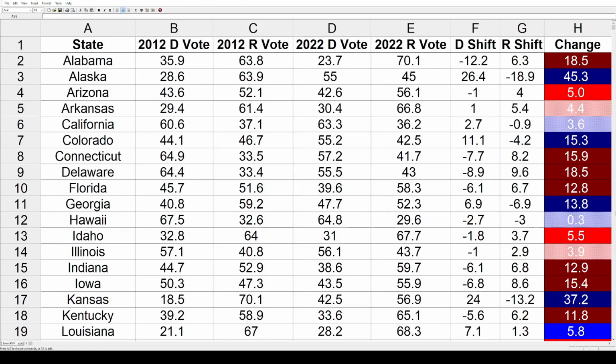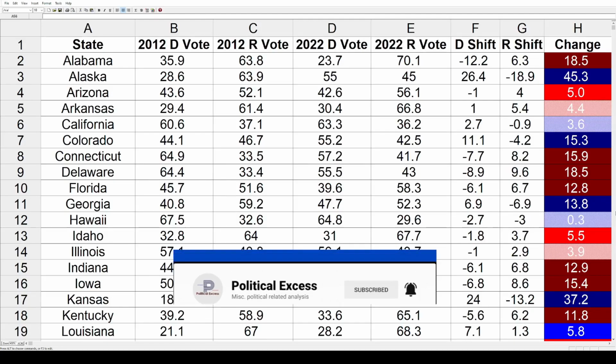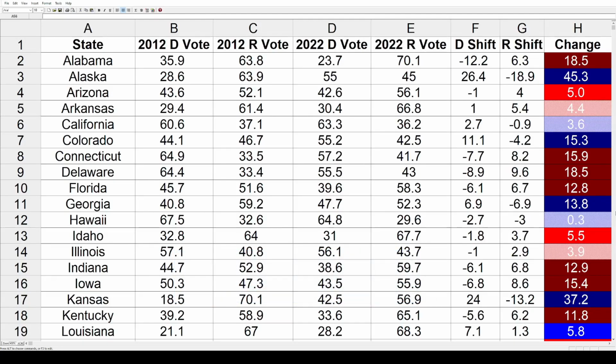Hey everybody, today we've got another political shift, this time in the U.S. House between 2012 and 2022. 2012 was when Obama won his second term. 2022, of course, was the most recent midterm election. That's a 10-year span, and if you want to just skip ahead to the map, there will be a chapter down below in the description.